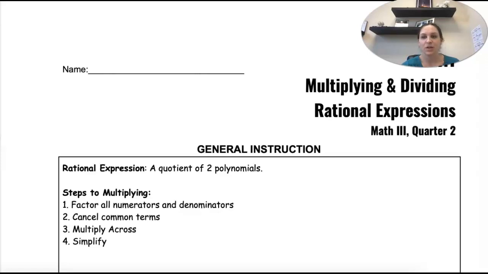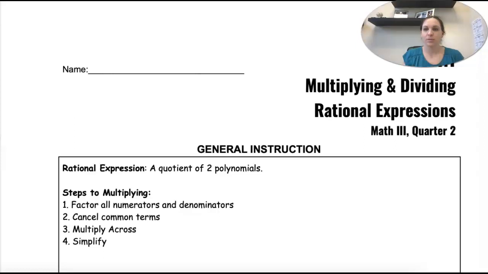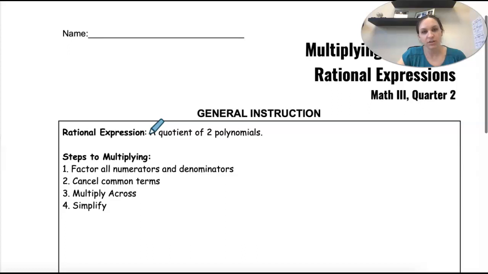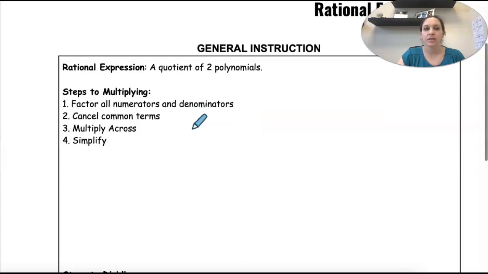Hey guys, welcome. Quarter 2, we're going to multiply and divide rational expressions. So a rational expression is a quotient, that means division, of two polynomials.